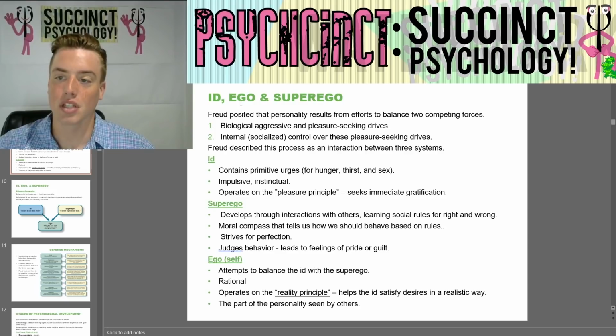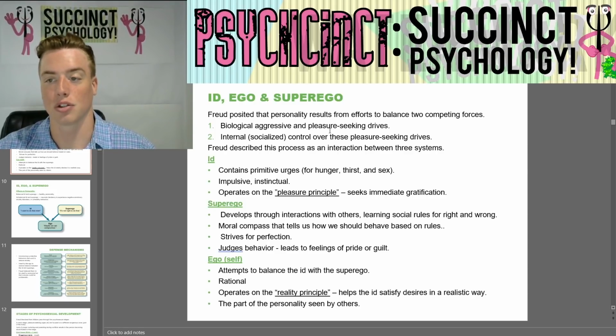All right, so the id, ego, and superego. Freud posited that personality results from effort to balance two competing forces: one, biological, aggressive, and pleasure-seeking drives, and two, internal or socialized control over these pleasure-seeking drives. Freud described this process as an interaction between three systems.